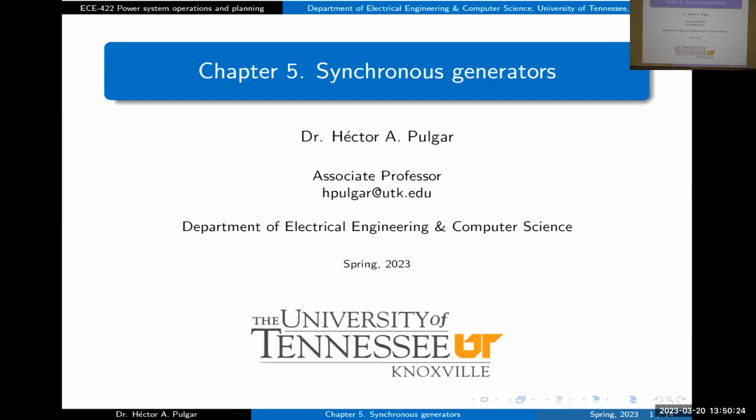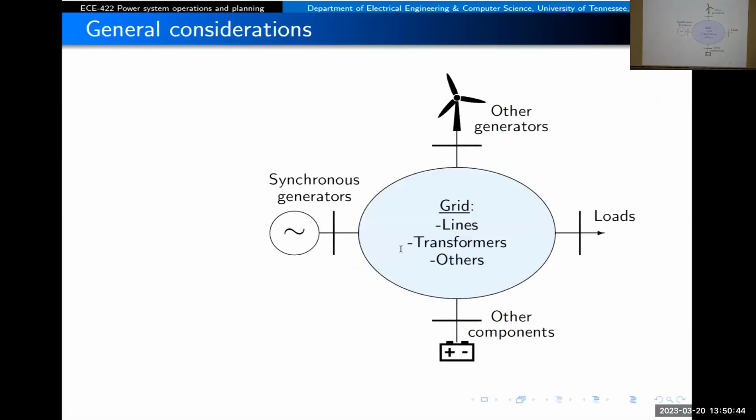Last class, I finished chapter 5, but I will go through chapter 5 now just to make a summary of what we discussed. So in chapter 5, we talk about the synchronous generator. This is the first chapter after the mathematical description we have in the first part. So basically, we discussed that we need to have a different representation for the grid and the synchronous generator.